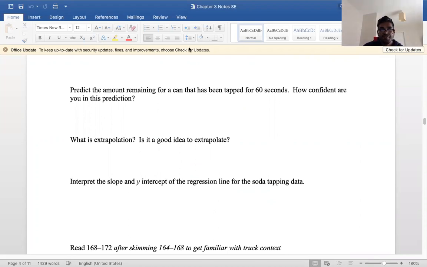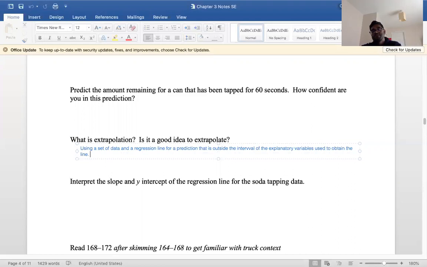So extrapolation is using a set of data and a regression line, which is that line of best fit. Okay, we're going to call it a regression line, for a prediction that is outside the interval of the explanatory variable used to obtain the line.